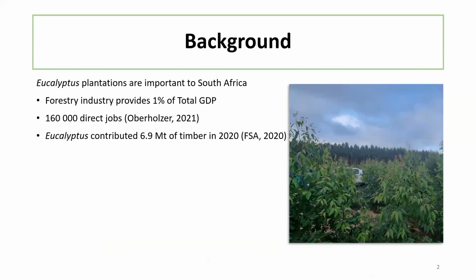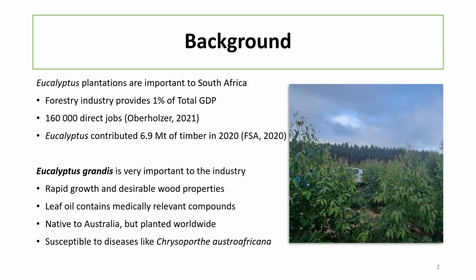But to get started, some background on our subject. As I mentioned, eucalyptus plantations are important to South Africa. Forestry in general provides quite a lot of revenue for South Africa and many jobs as well. And eucalyptus, behind pine, is the second most planted commercial tree in South Africa. We produce millions of tons of timber from these trees. And one specific one, Eucalyptus grandis, is very important because of various properties that are good, like its rapid growth. The wood is very nice for pulping. The leaf oil contains medically relevant compounds. And this tree is so desirable that even though it's native to Australia, it's planted worldwide.